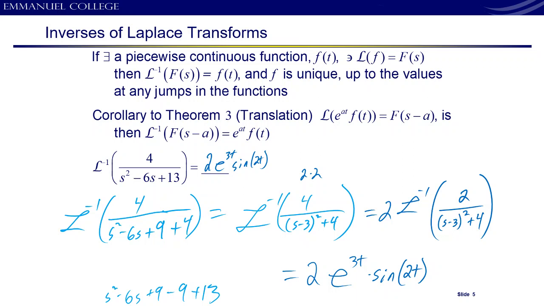So then read that sentence backwards. I know the function with a shift is this, so the original function is this. And it makes your life a lot easier. So you're able to get back to that original function without any issues.